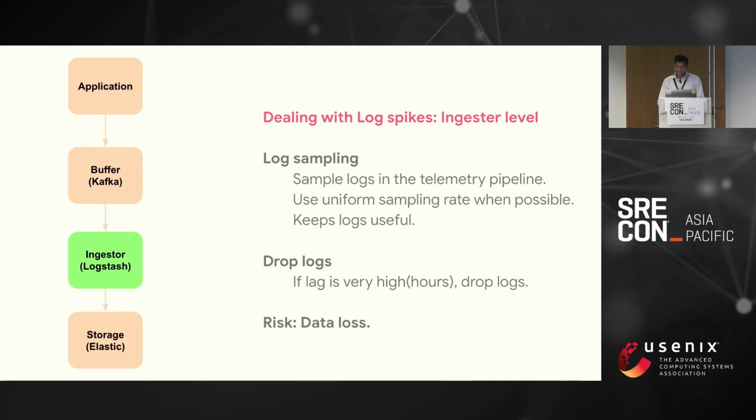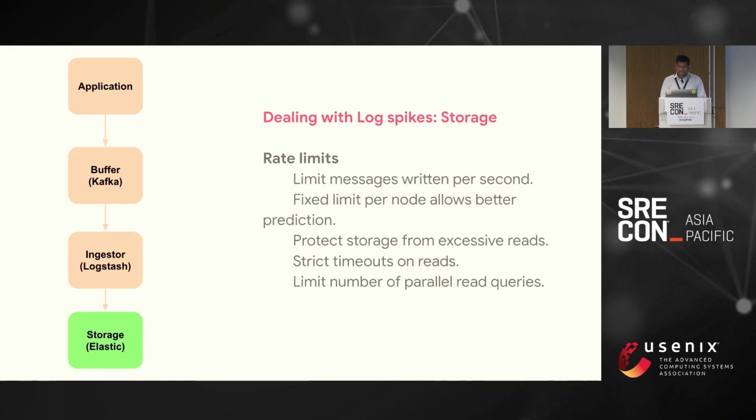And if push comes to shove, and the lag is very high, in our case, over 12 or 24 hours to catch up, you can just declare log bankruptcy and say, you know what, we'll drop these logs and start fresh, and there'll be a gap in the data. But remember that with log sampling or dropping logs, you risk data loss, and you may not be getting all the logs that you want, and these gaps may or may not be desirable. Finally, let's see how we can deal with log spikes on the storage layer in the existing systems.